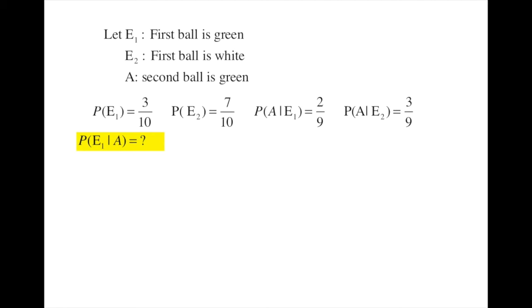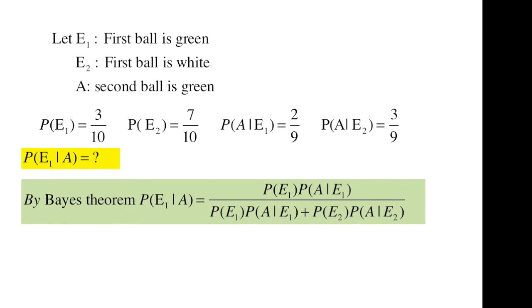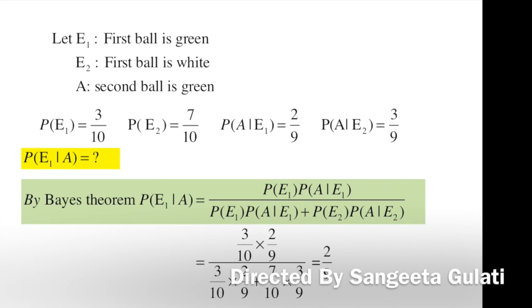To find that we have the Bayes result which says that probability of E1 given that A has happened is equal to probability of E1 into probability of A given that E1 has happened, divided by probability of E1 into probability of A given that E1 has happened plus probability of E2 into probability of A given that E2 has happened. We know the value of each of these terms, so you simply have to plug those values in, simplify and get your final answer. So once we substitute, we get on simplification the answer as 2 over 9.